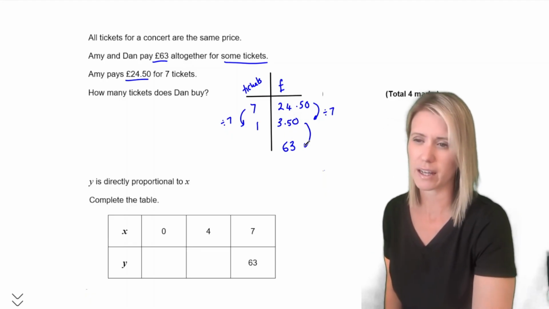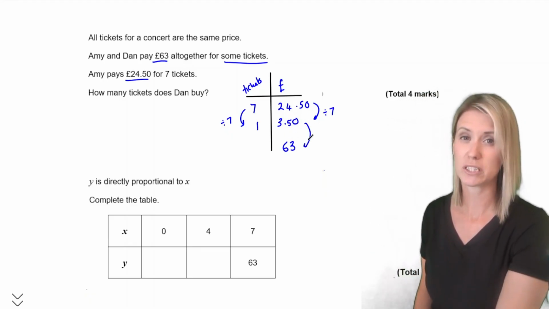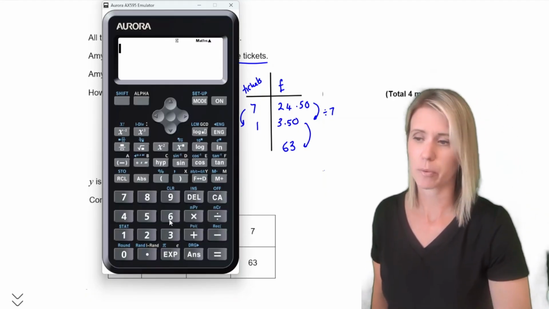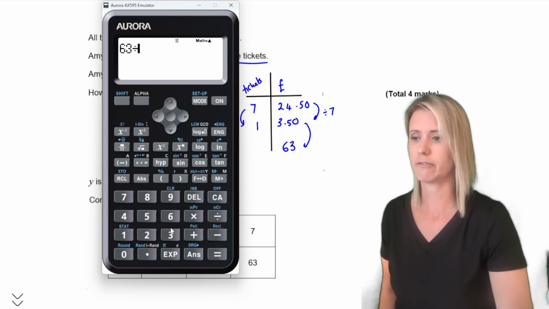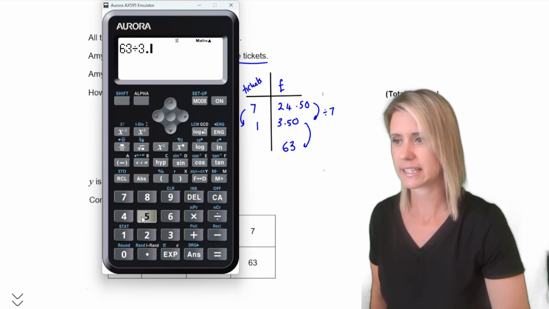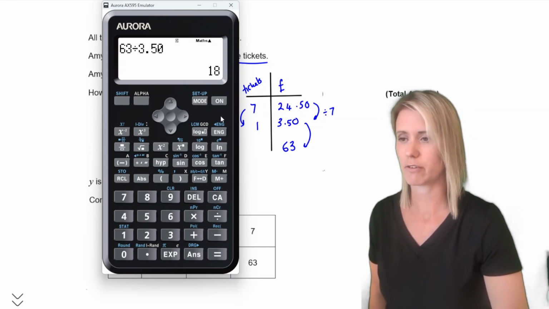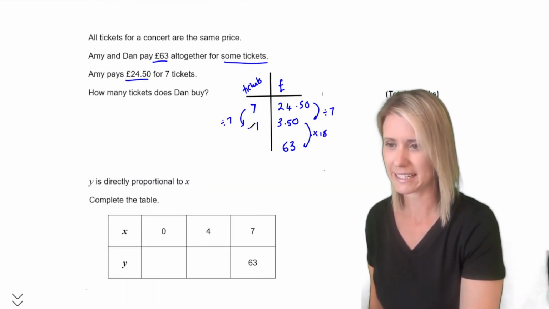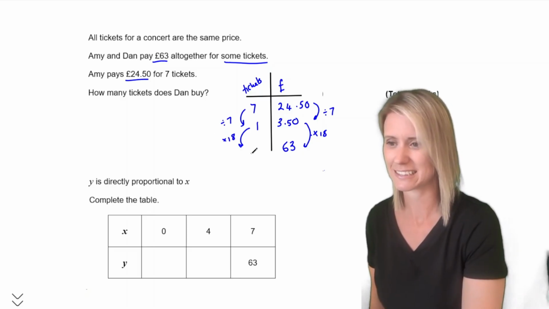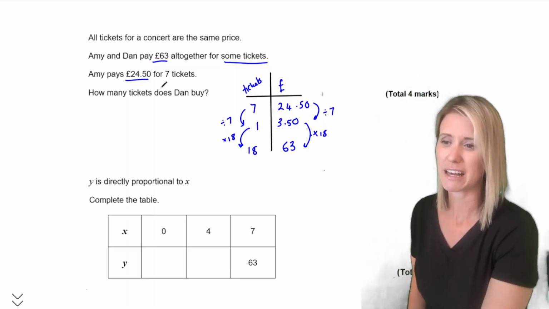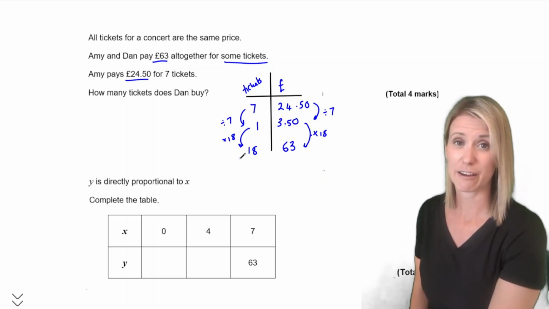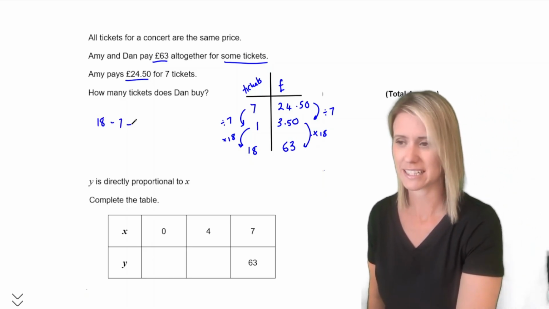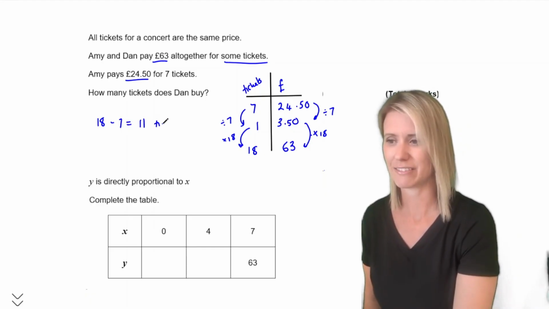And then I want to work out what has £3.50 been multiplied by to get to 63. I'm going to do an inverse operation here. I'm going to see how many £3.50s go into £63. 63 divided by £3.50 is 18. So that's been multiplied by 18 and we can get 18 tickets. So Amy has bought 7. He has therefore bought 11 tickets. We take the total, we subtract the tickets she's bought. Dan has bought 11 tickets in total.